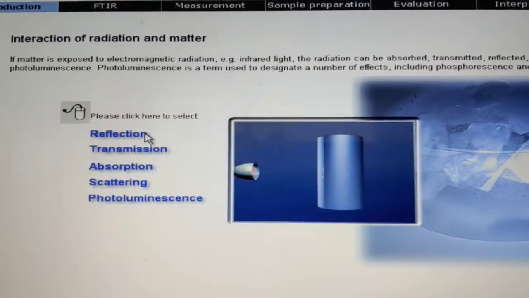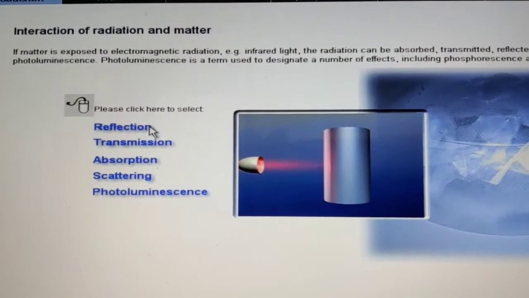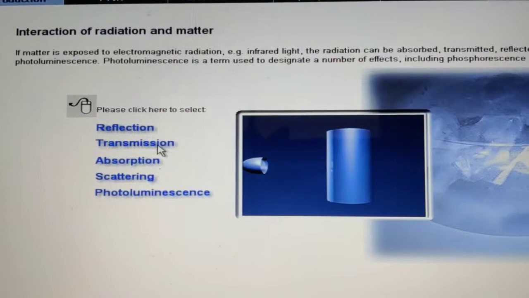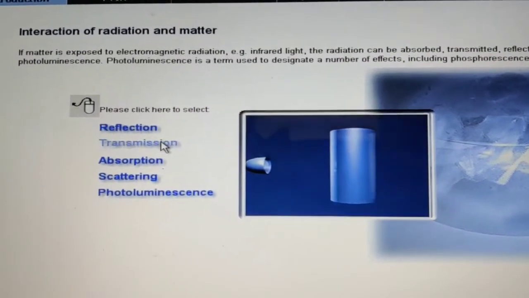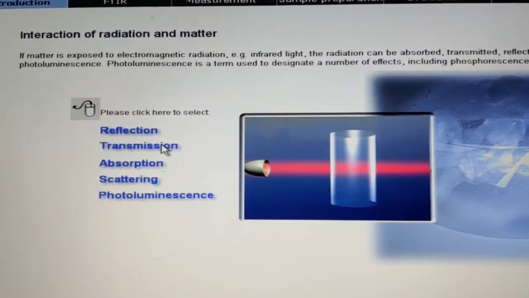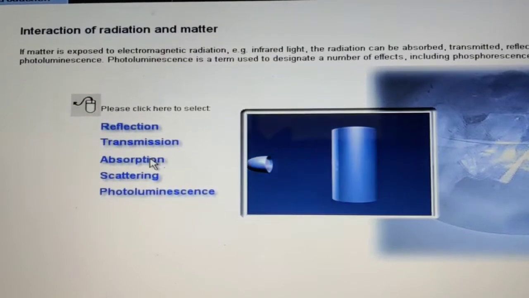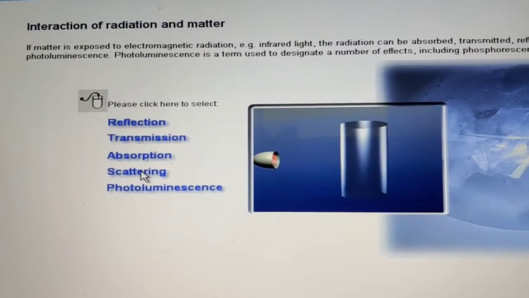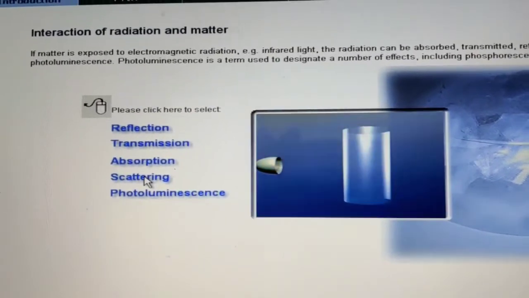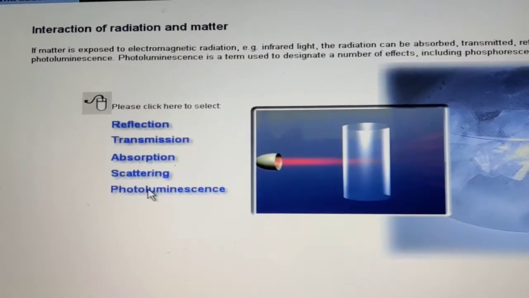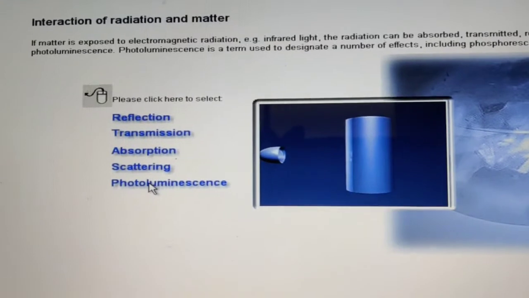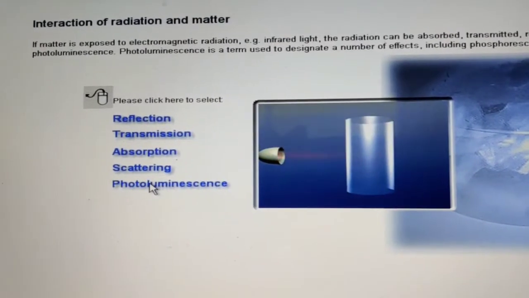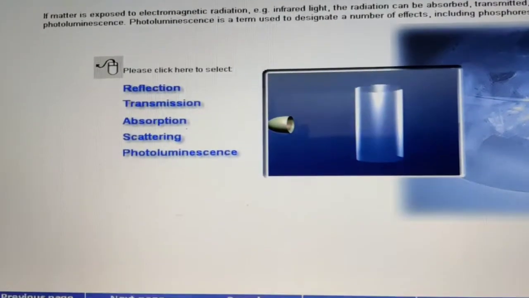In the interaction of light with matter, light can fall on the matter and the reflected light can be measured, or the transmitted light can be measured, or the absorbed light can be measured, or sometimes the scattered light can be measured, or otherwise light of a particular wavelength falling on the material produces another radiation that can also be measured.